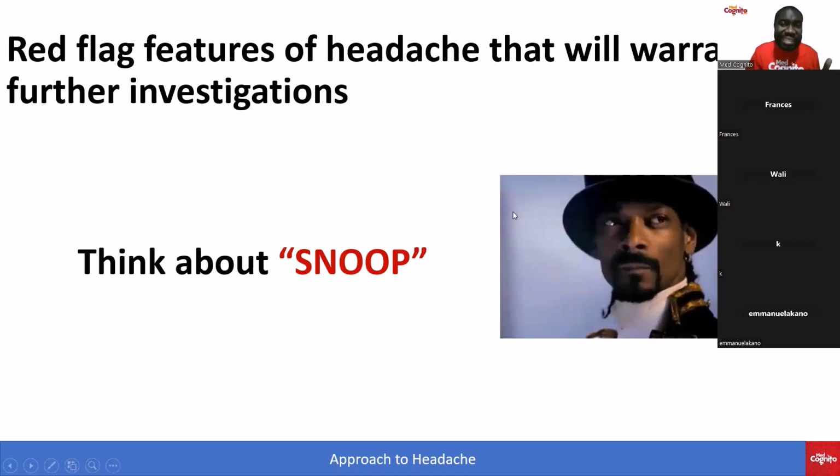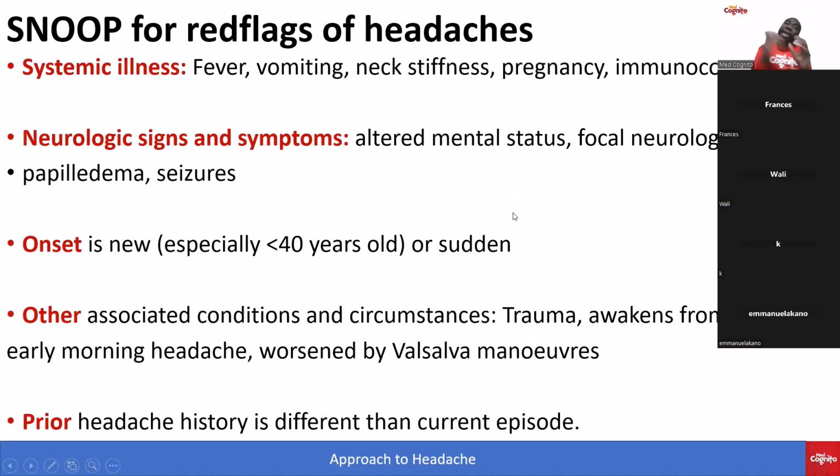Snoop. S stands for systemic illness. And we've already been able to map things out. Fever plus headache, meningitis, encephalitis. Vomiting plus headache, I'm thinking about the life-threatening ones, board exam style: intracranial space occupying lesion. Neck stiffness plus headache, I'm thinking about subarachnoid hemorrhage, meningitis, encephalitis. Pregnancy plus headache, I'm thinking about preeclampsia, imminent eclampsia itself.